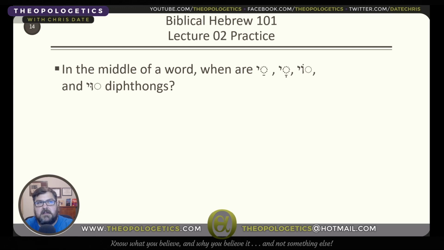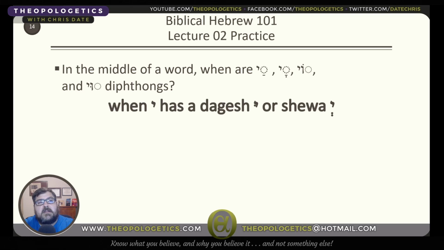In the middle of a word, when are these diphthongs, ai, oi, and ui, when are the diphthongs in the middle of a word? The answer is when the yod has a dagesh or a shva. So if the yod has a dagesh or a shva, then you know that a syllable is being closed, but the yod by itself does not make a sound normally. It usually is the consonant that begins a syllable. So if it's ending a syllable, as is the case when it has a dagesh or a shva, then you know it's the diphthong.